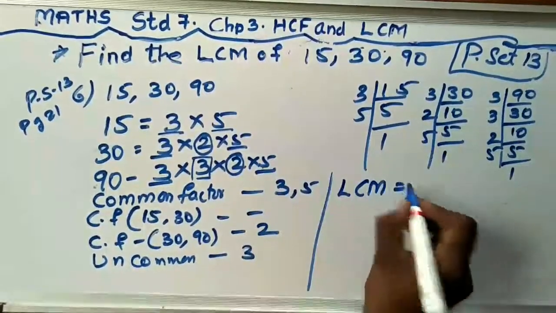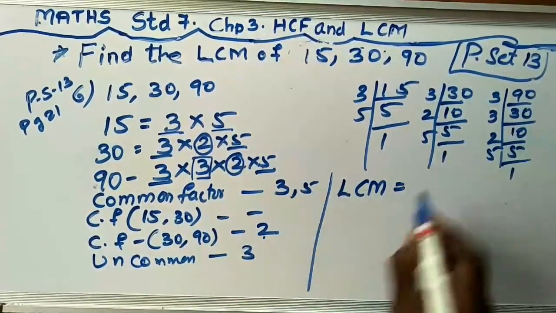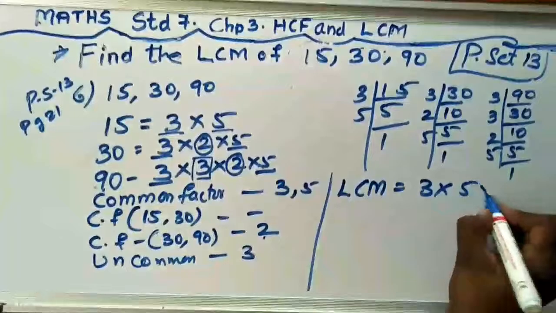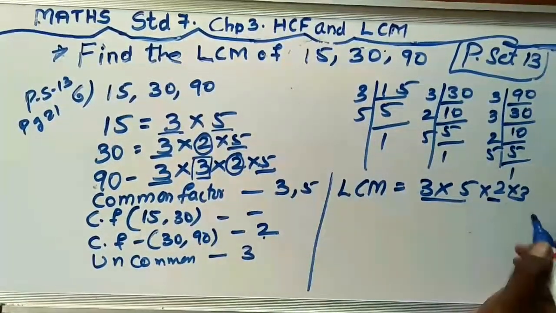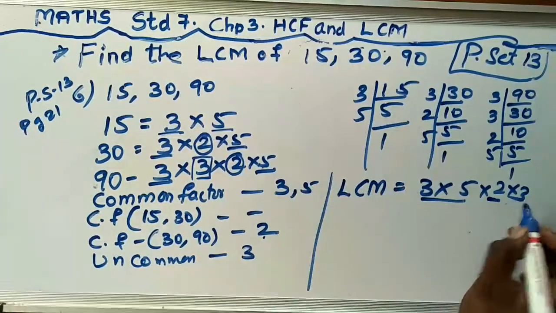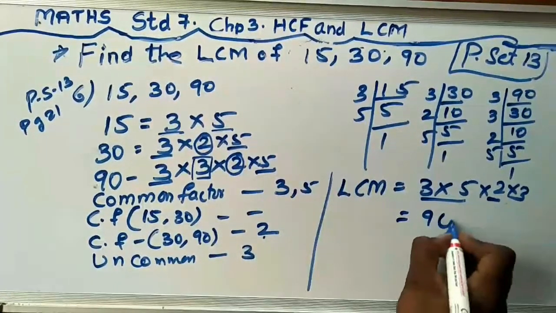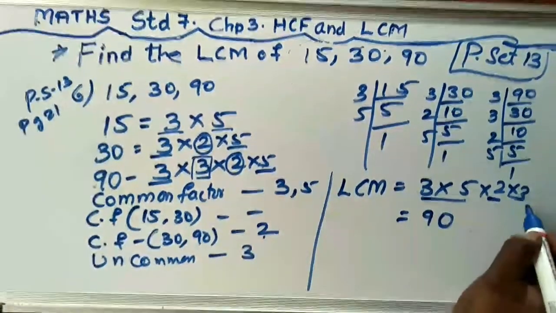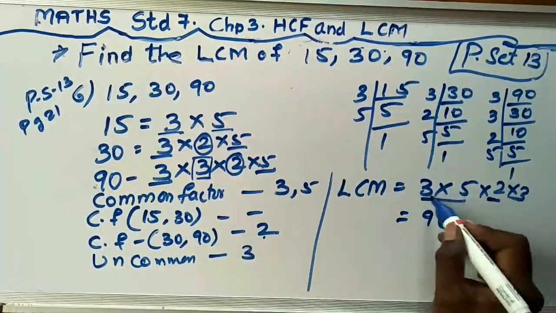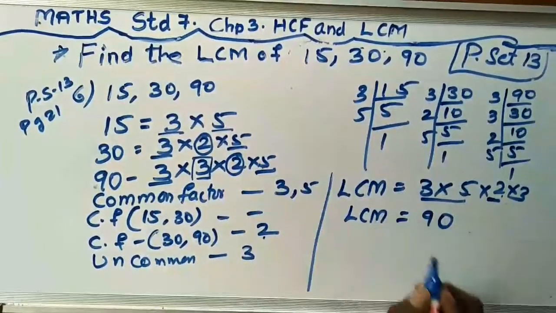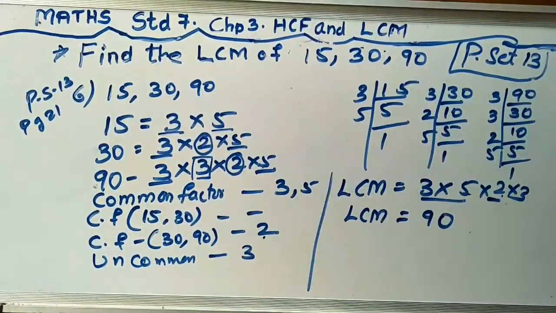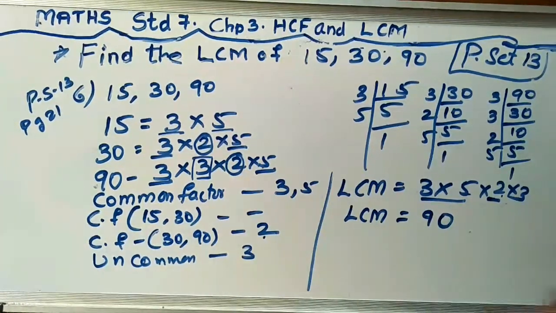So what is our LCM? 3, 5, 2, 3. 3 into 5 into 2 into 3. 5 3s are 15. 15 to 30. 3 3s are 90. 3 into 3 is 9. 5 into 2 is 10. 10 into 9, 90. So this is your LCM. In this way, you have to find the LCM by the prime factor method.